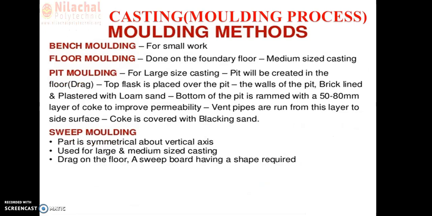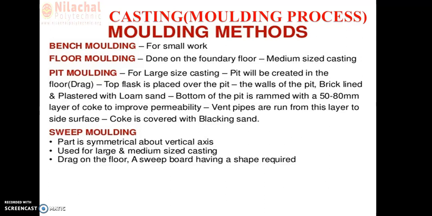Then the last is known as machine molding. In bench, floor and pit molding, the different molding operations are carried out manually by the hand of the molder. In machine molding, various molding operations like sand ramming, rolling the mold over, withdrawing the pattern, etc. are done by using machines. Machines perform these operations much faster, more accurately and in a much better way.